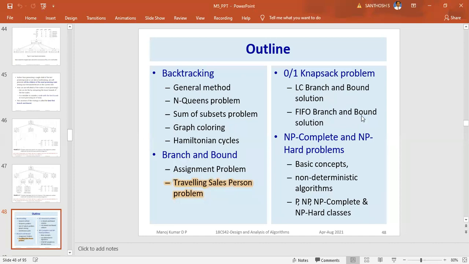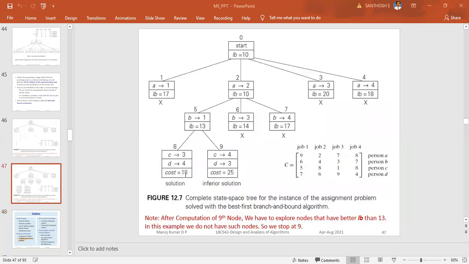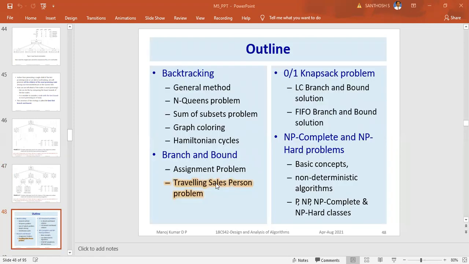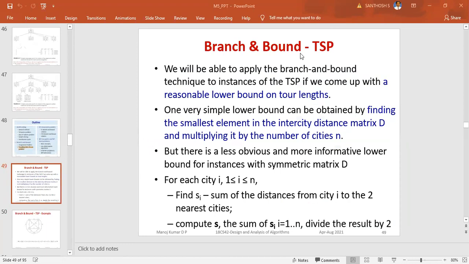Under branch and bound, you are going to have two concepts. One is the assignment problem, the other one is the traveling salesman problem. We have already seen the assignment problem. Now you come to the next concept, that is the traveling salesman problem. We will be able to apply the branch and bound technique to instances of the traveling salesman problem if we come up with a reasonable lower bound on tour lengths.